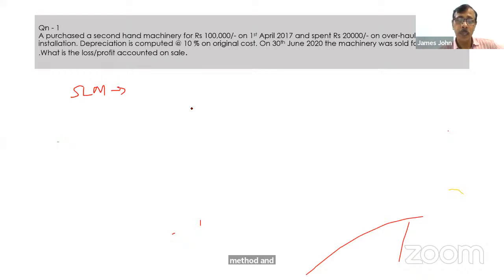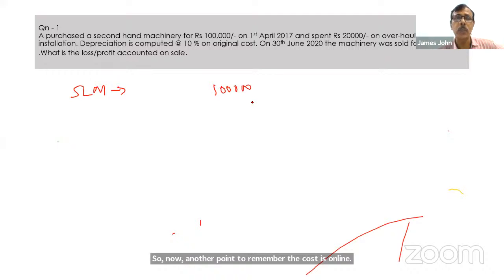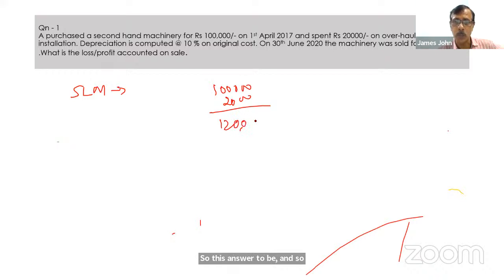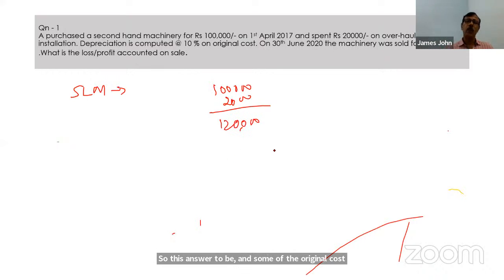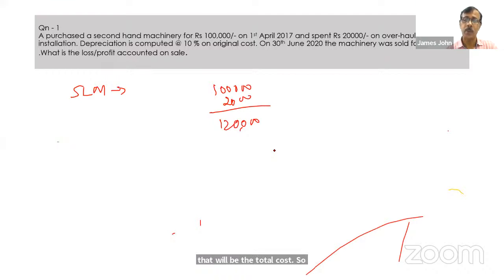Now another point, remember, the cost is 1 lakh, but they have spent 20,000 for its installation. So this also has to be added. So the original cost becomes 1,20,000. For computing the total cost, you can add the cost of installation, the cost of transportation, and the cost of overhauling. All the things you put together, and that will be the total cost. So here 1 lakh is the cost of the second-hand machinery, they spent 20,000 for overhauling, and so the total amount becomes 1,20,000.